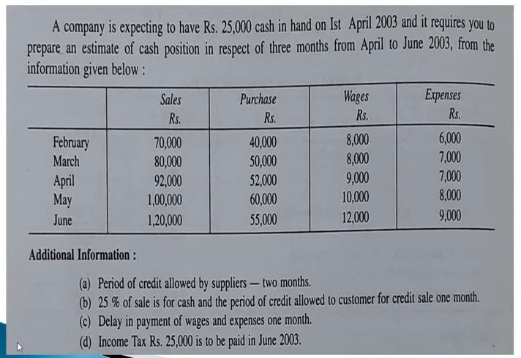Then if you look, information has been given for the months of February, March, April, May and June, and the various items are sales, purchase, wages and expenses. So now let us look at the additional information.